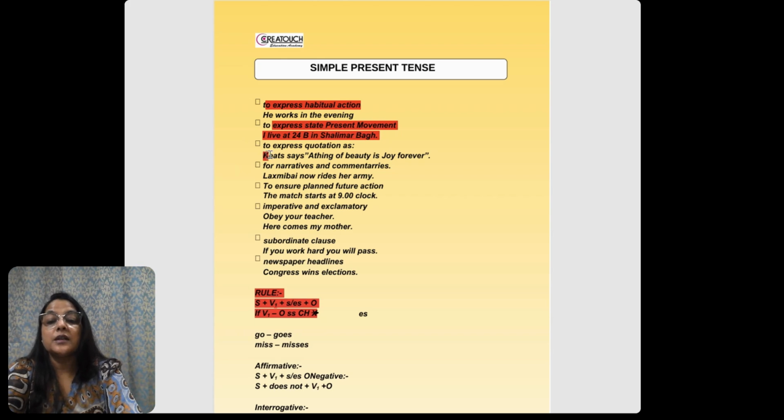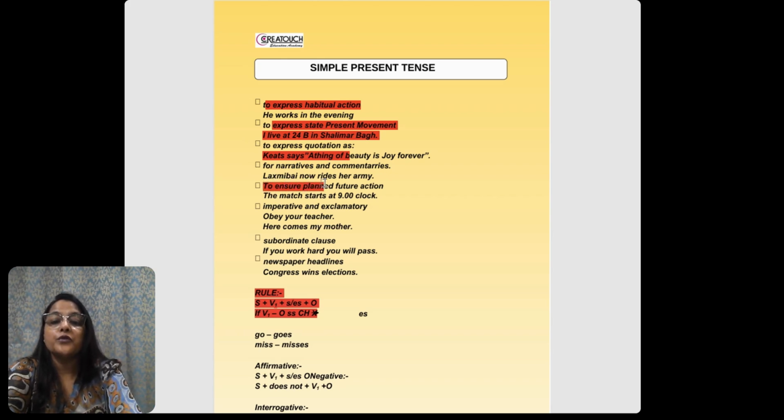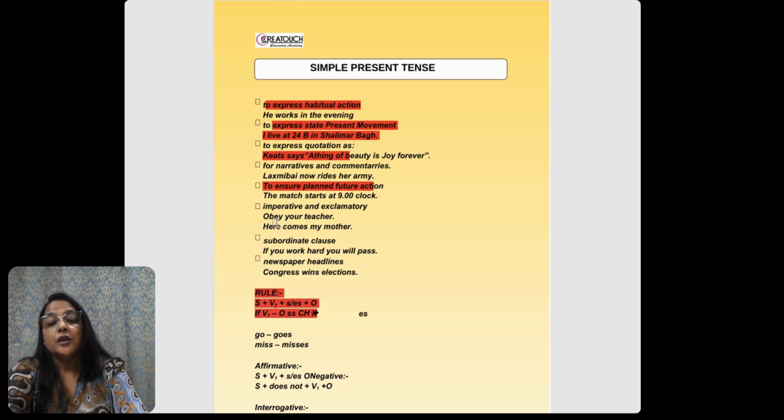Any quote is represented in simple present tense, like a thing of beauty is a joy forever, honesty is the best policy. It's a simple present tense. To express any kind of a future action, the match starts at 9. The match will start is future, but the match starts at 9 is the simple present tense. Right? You can use it with imperative and exclamatory sentences as well as with the subordinate clause.